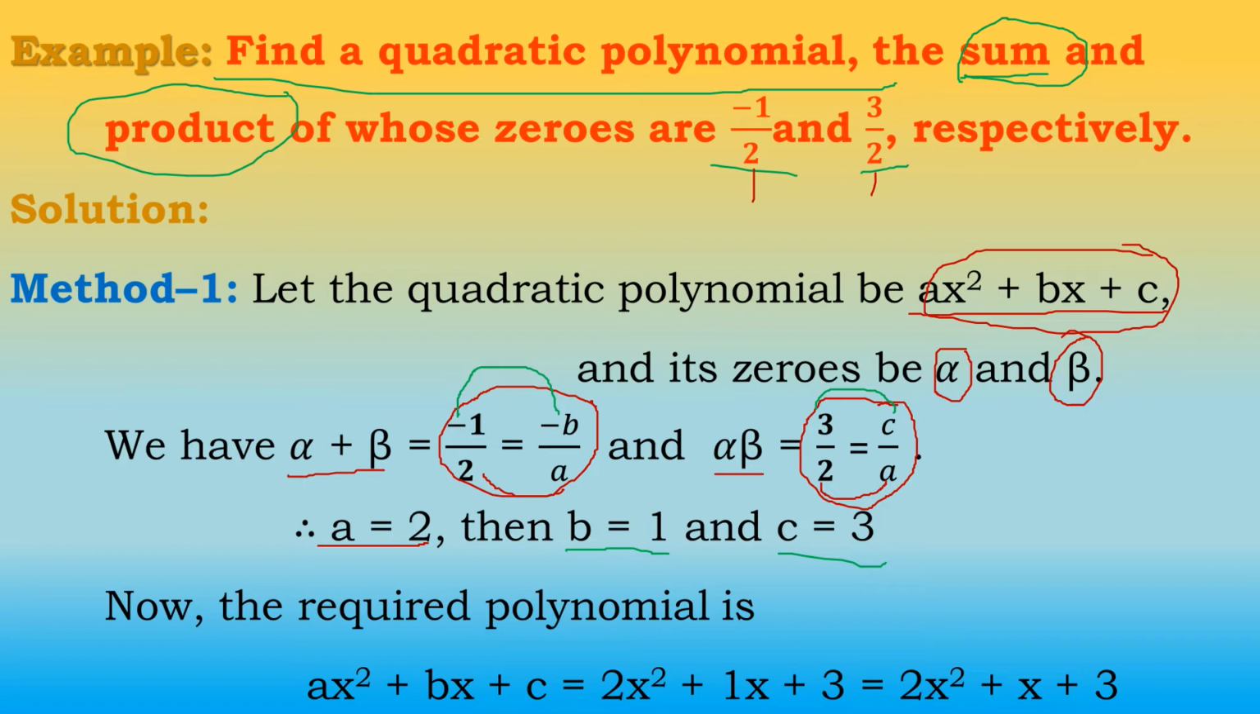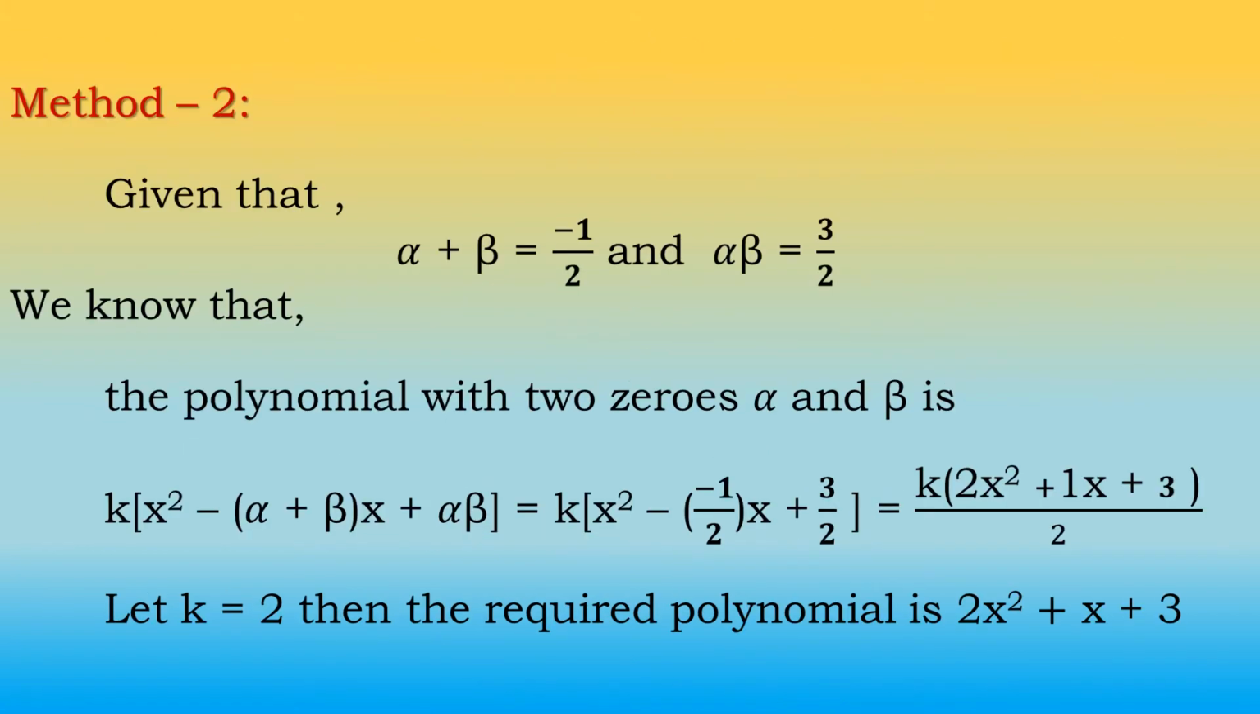Therefore the required polynomial. What is the general form of a quadratic polynomial? ax square plus bx plus c. Now taking the value of a as 2, b as 1, and c as 3, finally we have 2x square plus x plus 3. This is our required quadratic polynomial. This is about method 1 for finding a quadratic polynomial when we know the sum of the zeros and product of the zeros. Now let us come to method 2.